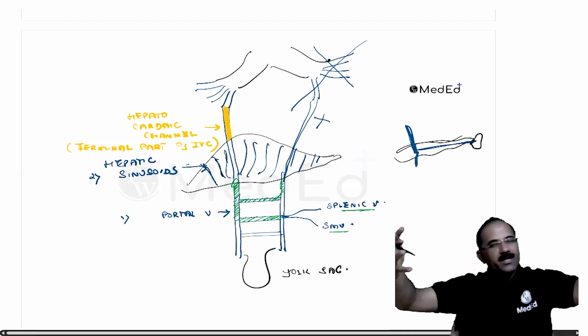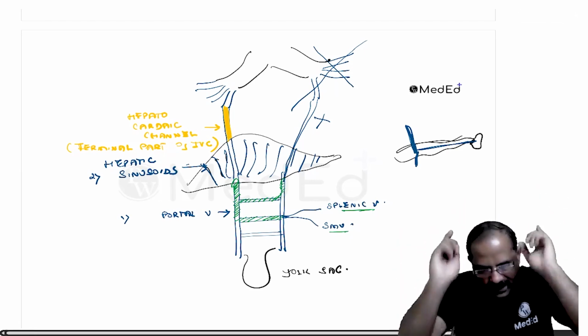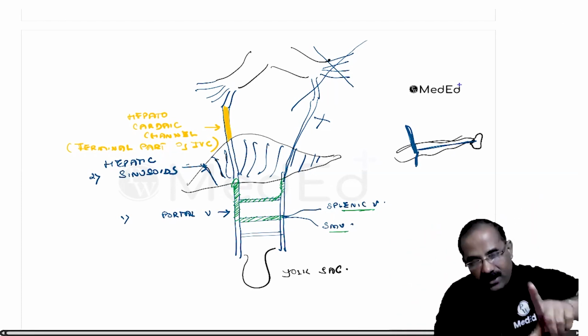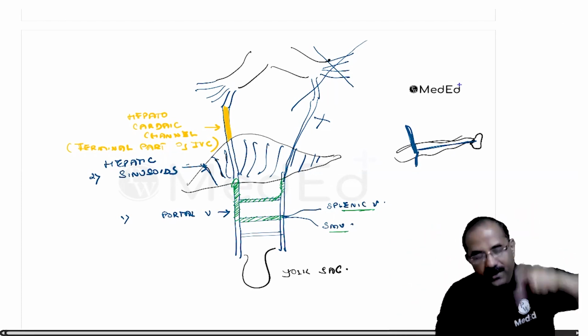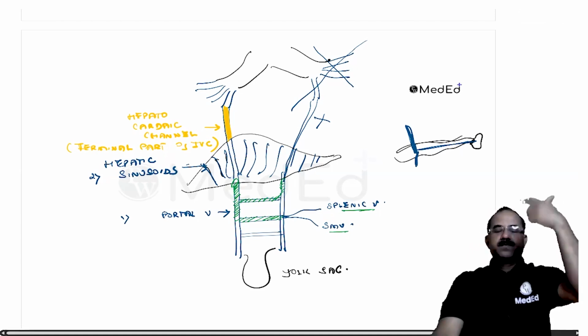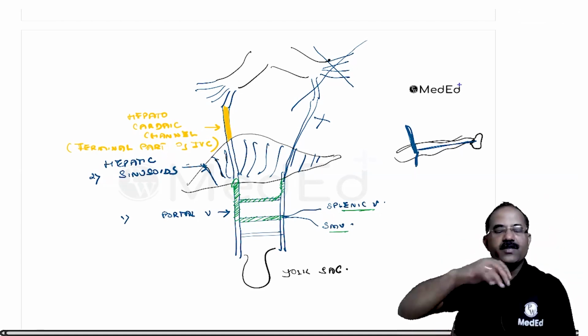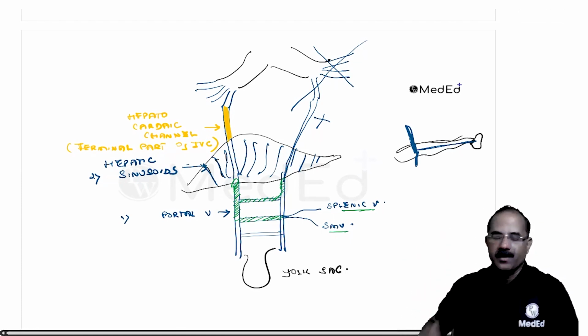So it gets broken down into the liver. It forms the hepatic sinusoids. The left vitelline vein disappears. The right vitelline vein forms the hepatocardiac channel, which is going to form the IVC. Plus the vitelline vein also forms the portal vein.